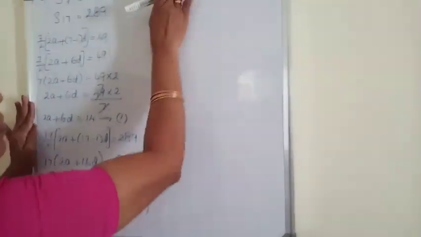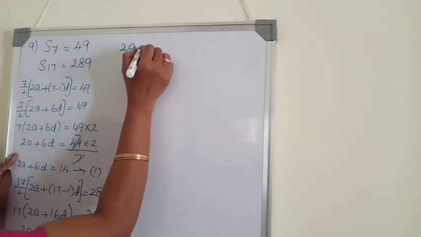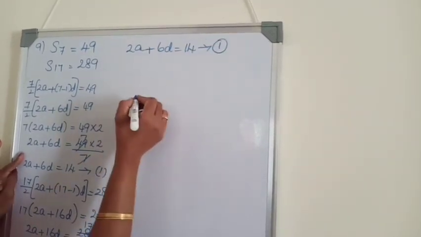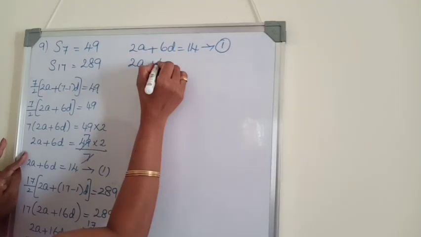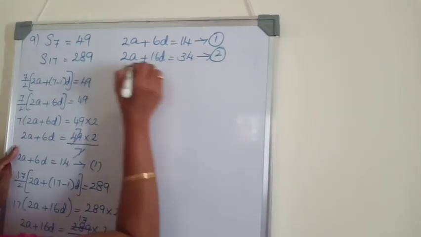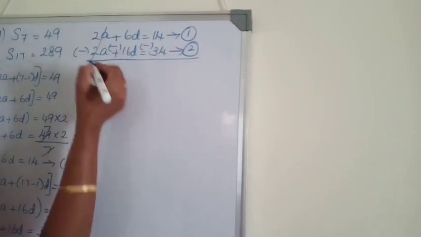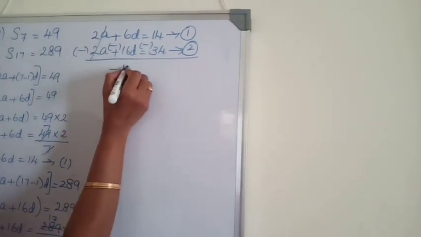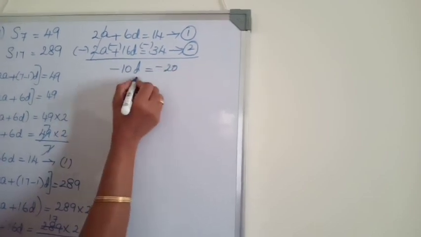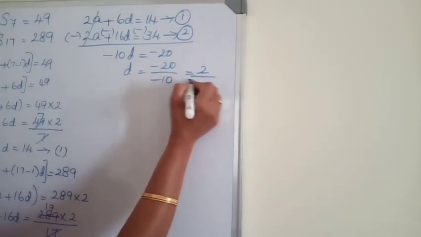We'll subtract the equations. Equation 1 minus 2. First equation is 2a plus 6d is equal to 14. Second equation is 2a plus 16d is equal to 34. Equation 2. Subtract the equations. Change the sign. 2a will cancel. 6 minus 16 is minus 10d is equal to minus 20. d is equal to minus 20 by minus 10. It is 2. So, d we got.